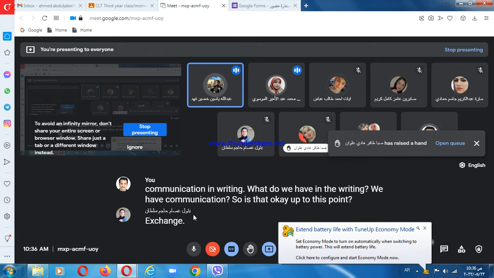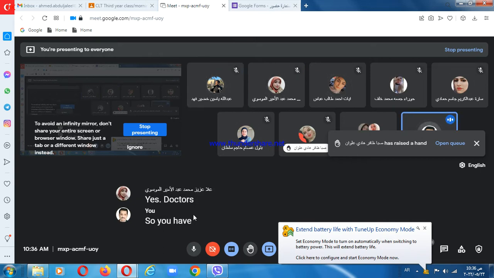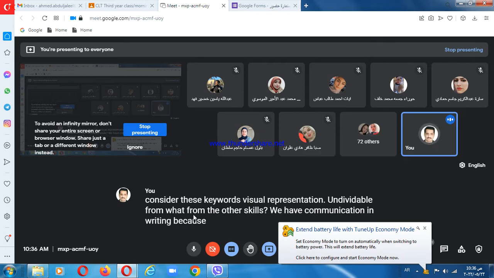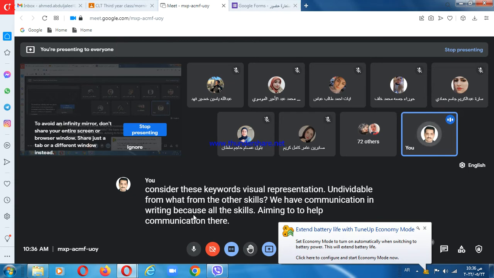Question? Yes. So you have to consider these keywords: visual representation, undividable from what? From the other skills. We have communication in writing because all skills aim to have communication. Then, understand how the parts of language go together. What does it mean?